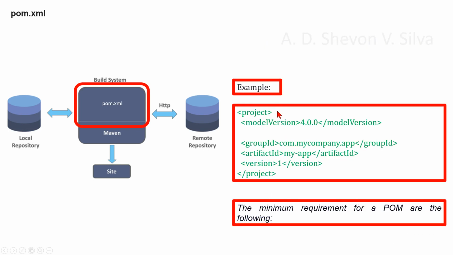Now as an example, we can consider the minimum requirement for a POM are following here: project, root, model version should be set to 4.0.0 this version, and group ID, the ID of the project's group, artifact ID, the ID of the artifact project, version, the version of the artifact under the specified group.